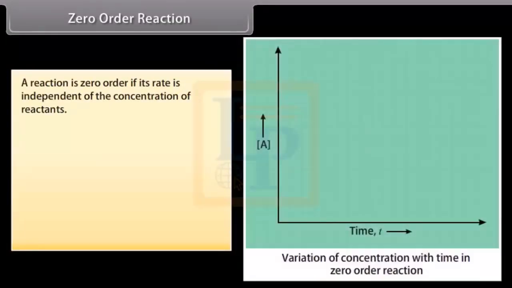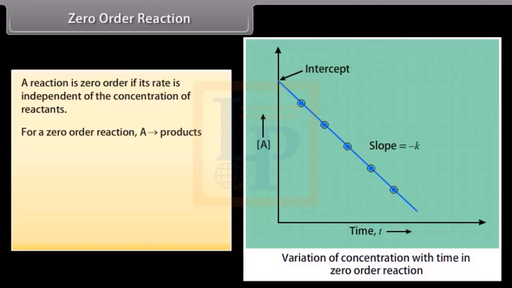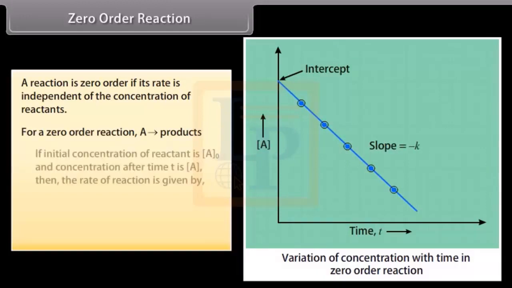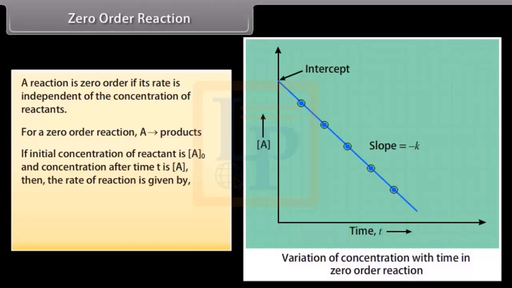Zero order reaction. A reaction is zero order if its rate is independent of the concentration of reactants. For a zero order reaction, A is changing into products. If the initial concentration of reactant is A naught, and the concentration after time t is A, then the rate of reaction is given by minus dA by dt is equal to the product of k and A raised to the power 0, which is equal to k.